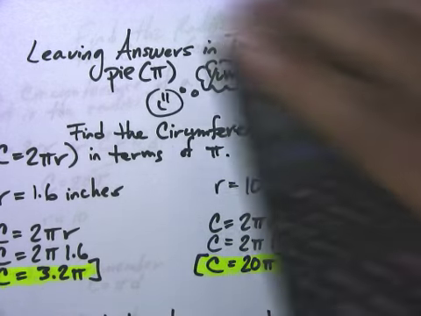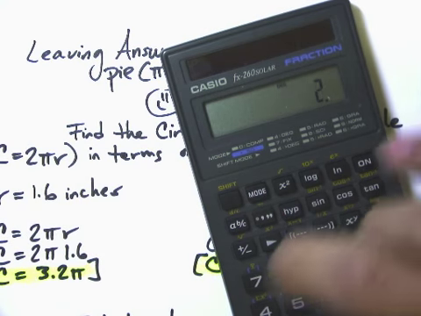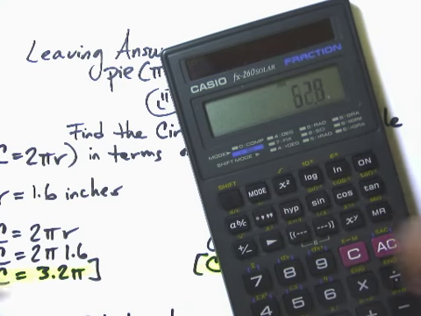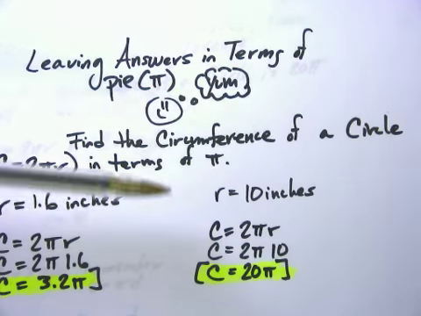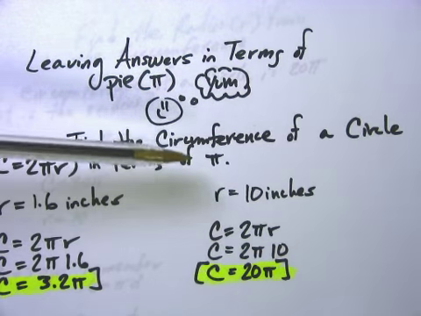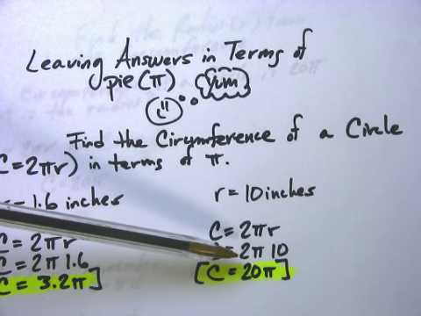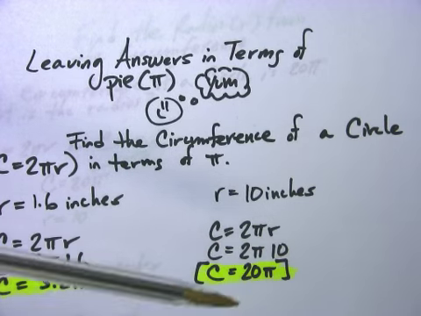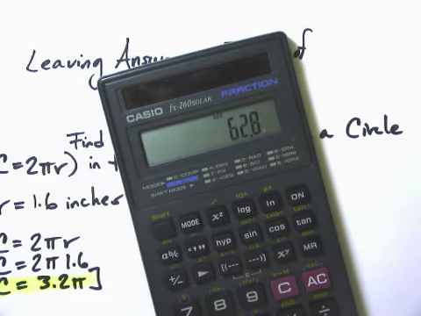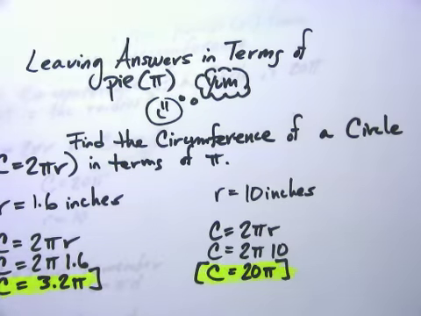Now, could I keep going with this to find just a regular number? Sure. If I do 20 times 3.14, the circumference will be 62.8. But if you want the circumference in terms of pi, you need to have the symbol pi just next to the number. So it'd be 20 pi. And by the way, 20 pi is equivalent to 62.8. Okay.